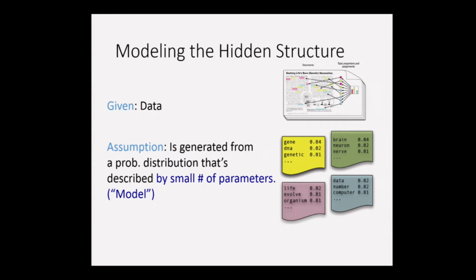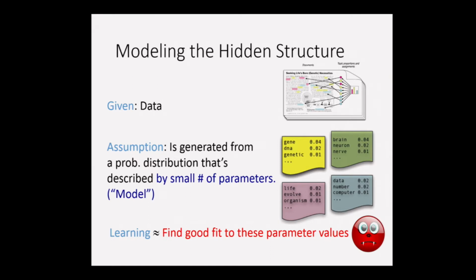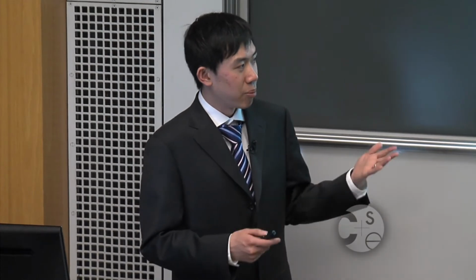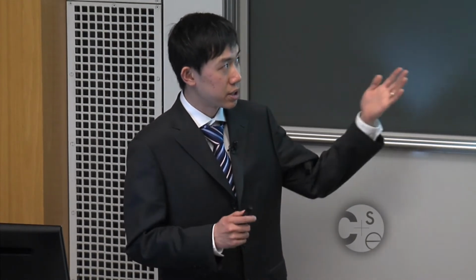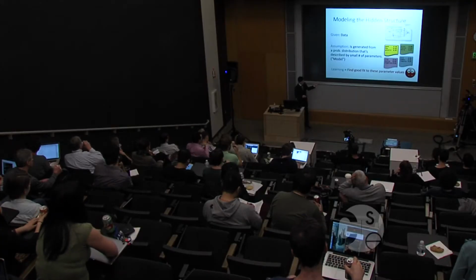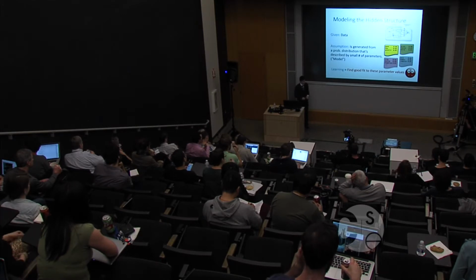So given both the data and the model, learning is just a task of finding a good fit to these parameter values, finding the set of parameter values that can best explain the data that I observe. And that's often the NP hard step, because although I said the number of parameters is small, there is still an exponentially large space of possible parameters that we need to search through. And we want to find the best among all these parameters.